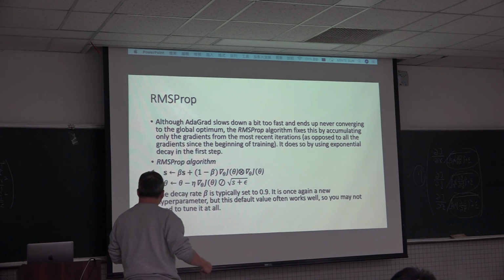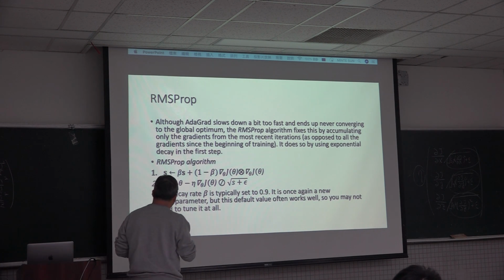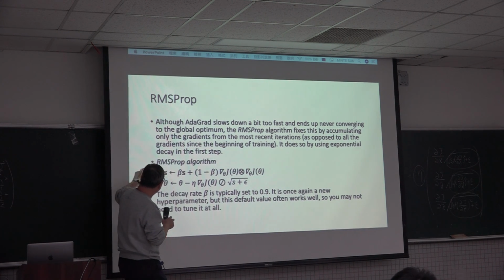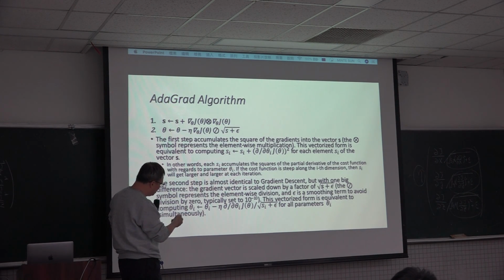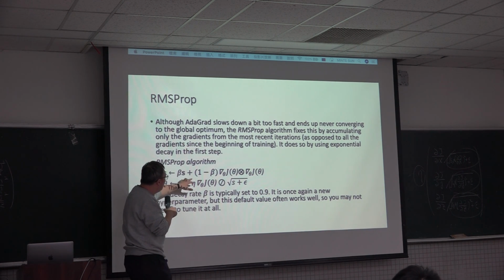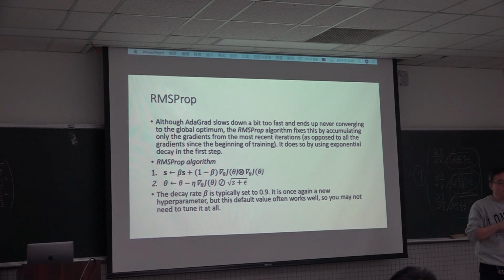Here comes RMSProp. AdaGrad slows down too fast, right? So instead, you can see this formula. This is the formula for RMSProp. You can see this is almost identical to AdaGrad, except that here we use what we call exponential decay. If you still remember, we talked about exponential decay last time.